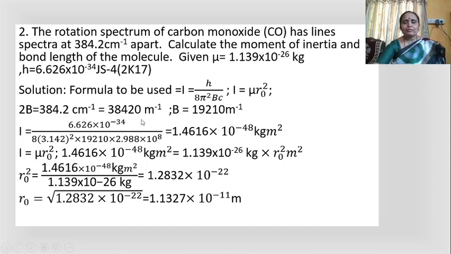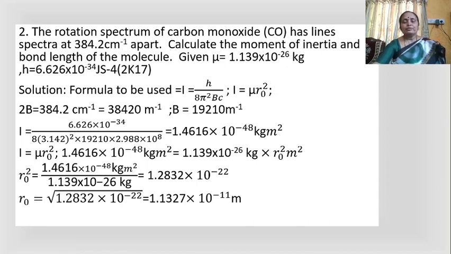Now what do I do? I substitute the value for Planck's constant, that is h, that is 6.626 into 10 raised to minus 34, divided by 8 into pi squared, whole square, 8.3142. The value of B is 19210 into the velocity of light, students, in terms of meters it will be 2.988 into 10 raised to 8 meter per second. So when I substitute all these terms in this expression and simplify, I will be getting 1.4616 into 10 raised to minus 44 kg meter square. So this is the moment of inertia.